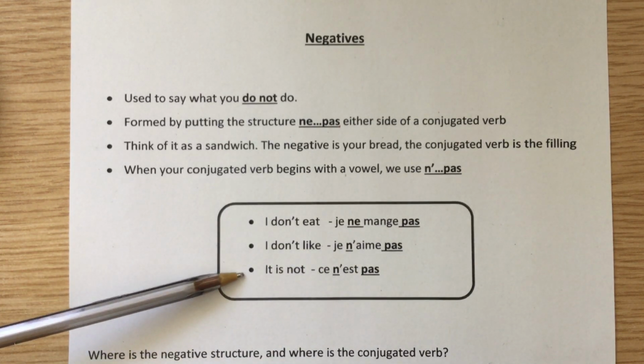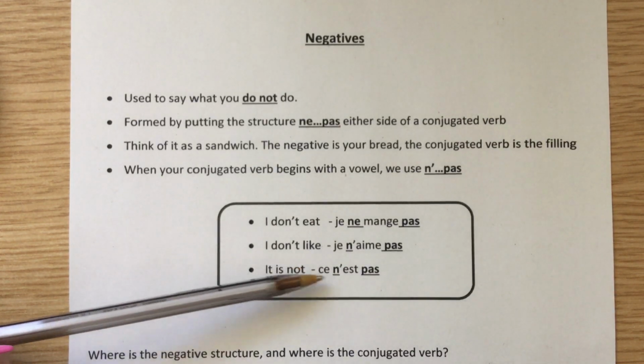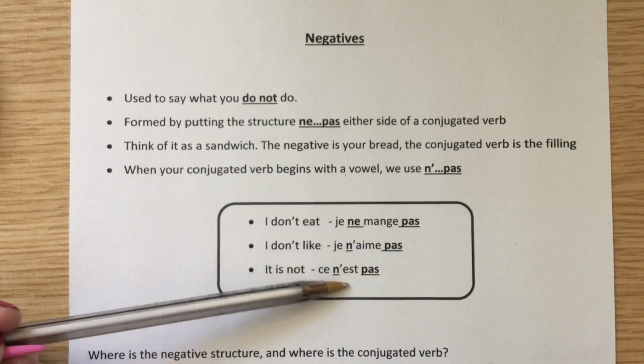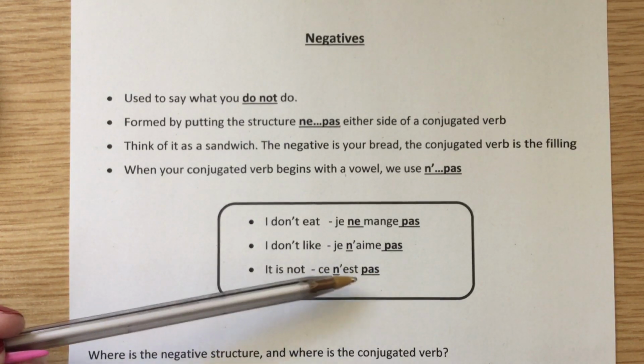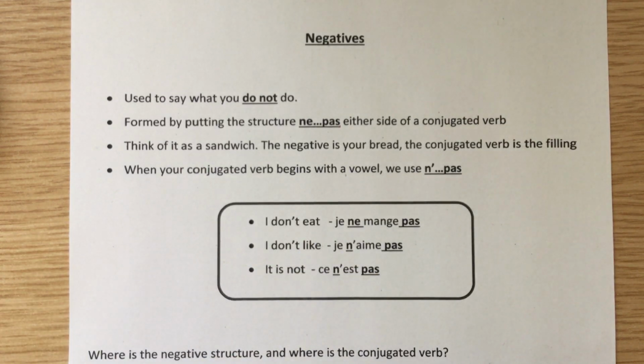This is another useful little negative structure to remember. It is not. Ce n'est pas. Our conjugated verb is, it is not. We've got it is or it is not with our ne and our pas.